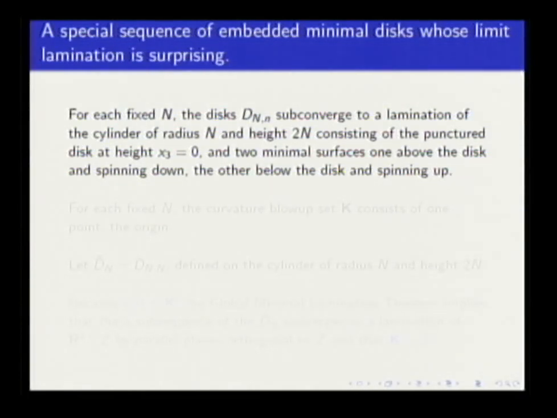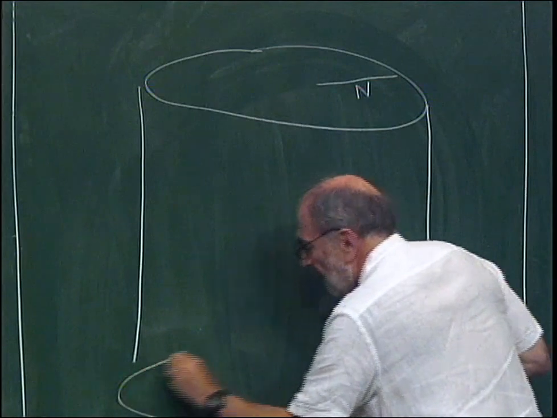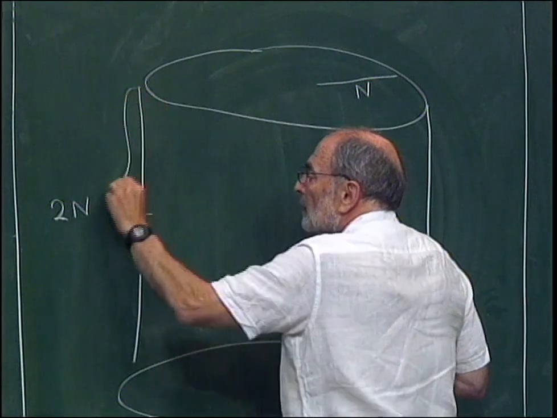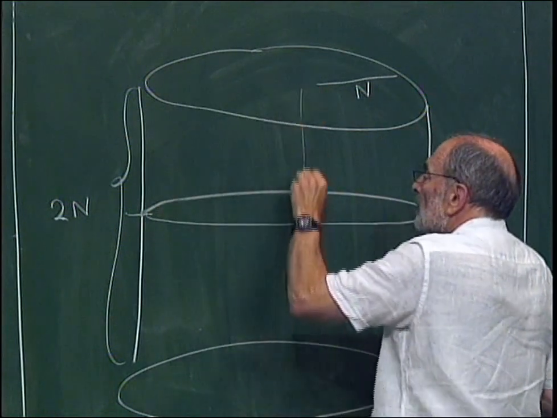Now I want to use the same procedure to do something which leads to a question. Let me see what I say there. So let me do this on a cylinder. I'll take a cylinder of radius capital N. Maybe I'll make its height 2N. And I'm going to focus on this disk in here.